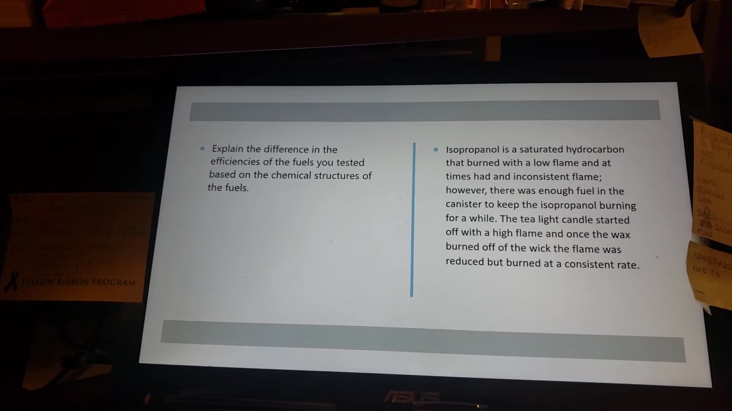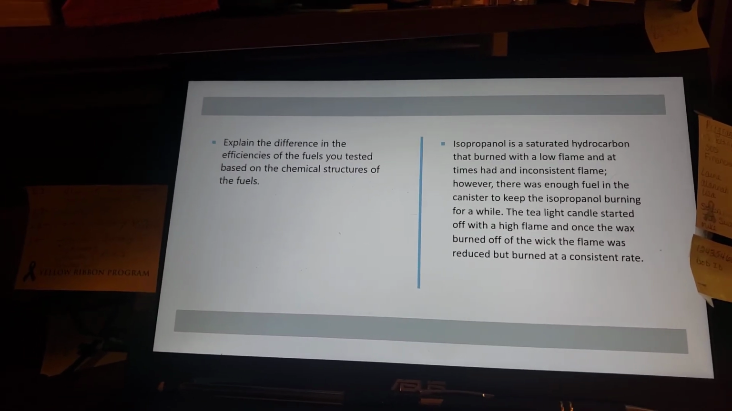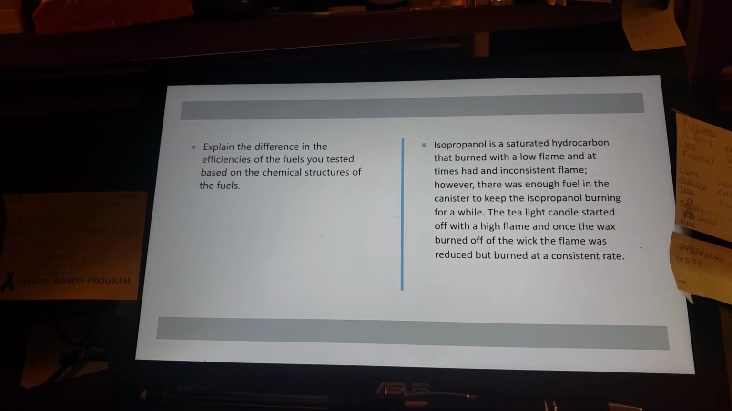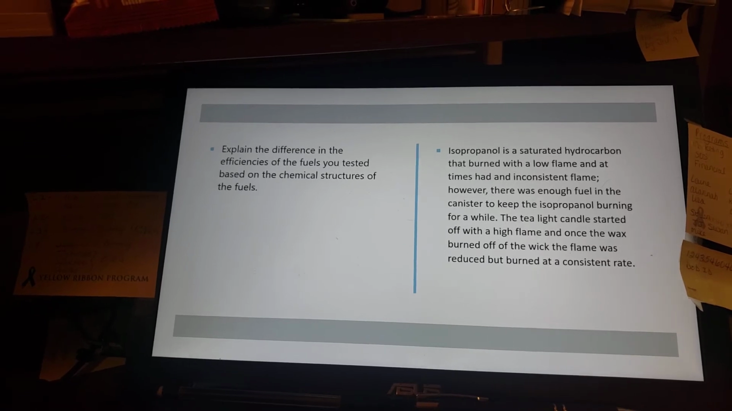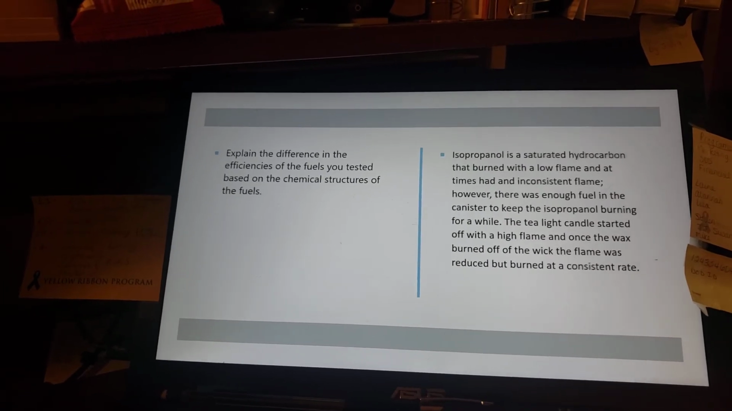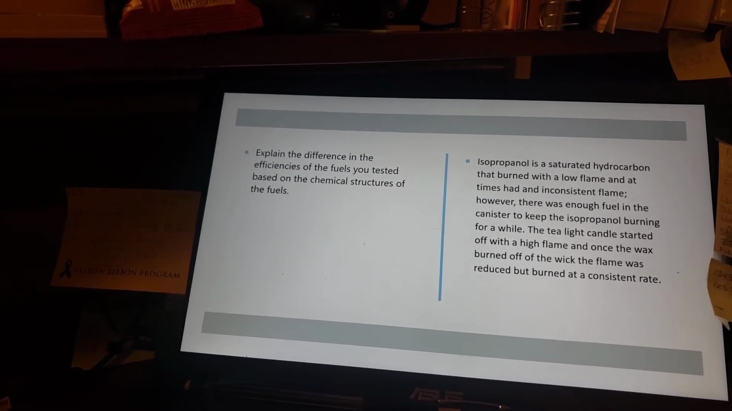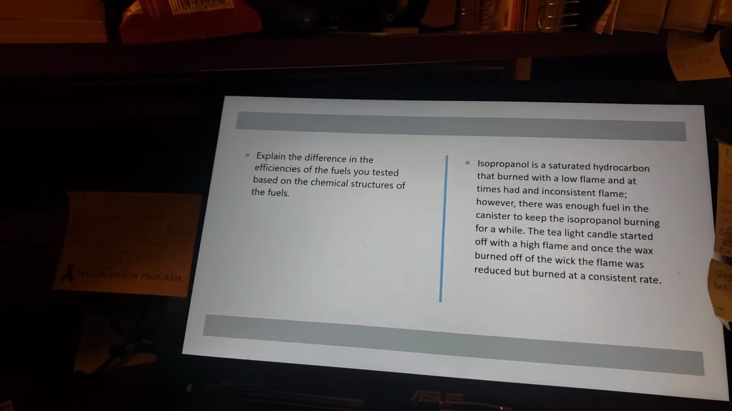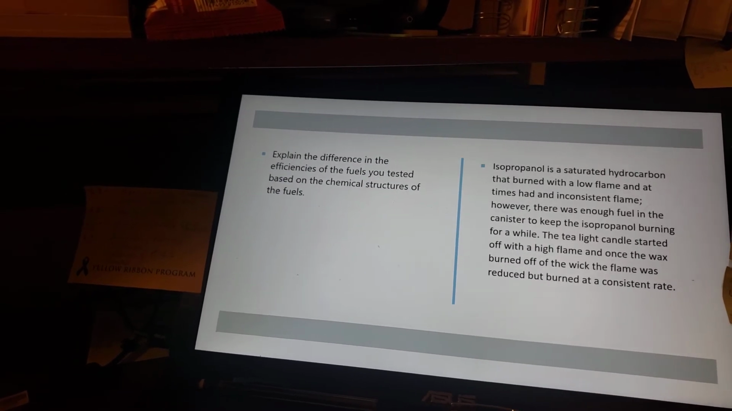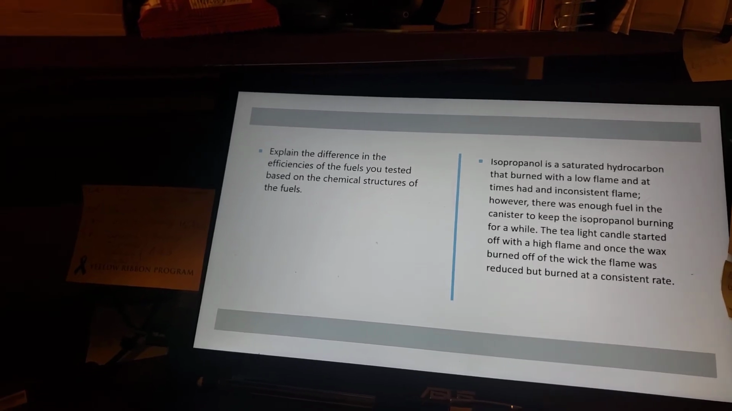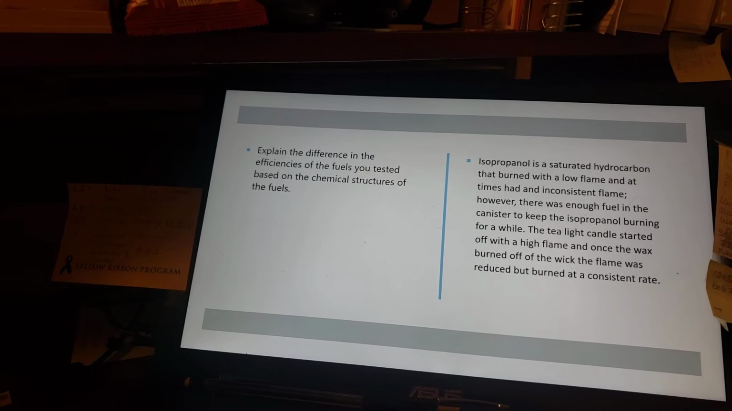So we were to explain the difference in the efficiencies of the fuels that were tested. And I said the isopropanol is a saturated hydrocarbon that burned with a low flame and at times had an inconsistent flame, and that could have been, again, because of the issue that I was having with the wick. However, there was enough fuel in the canister to keep the isopropanol burning for a while. So knowing that isopropanol would have burned, if I didn't even have to hold the wick there, it would have stayed a consistent burn until the isopropanol ran out.